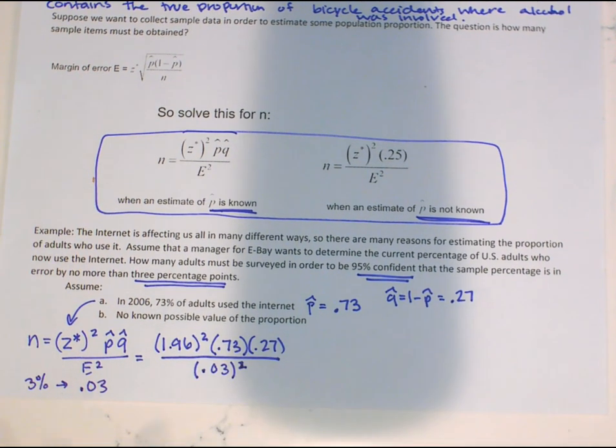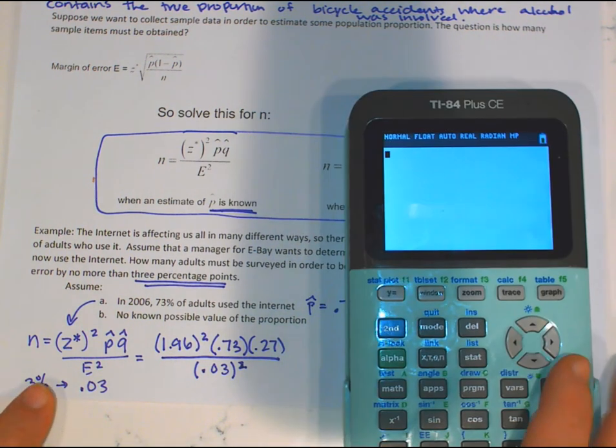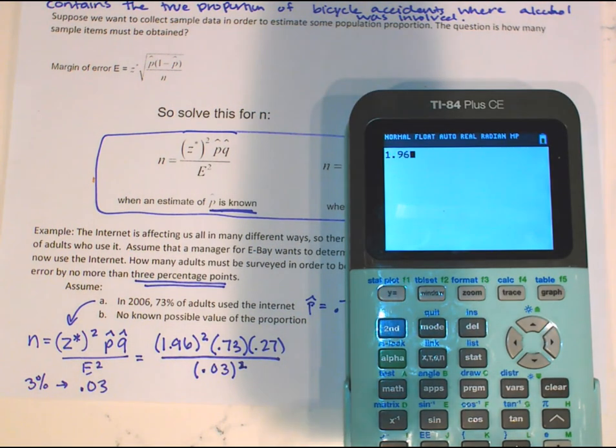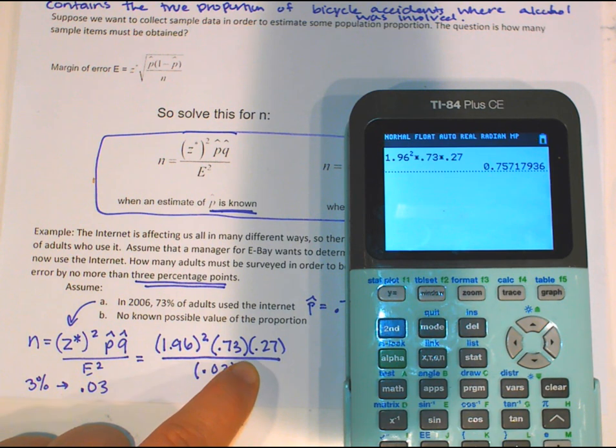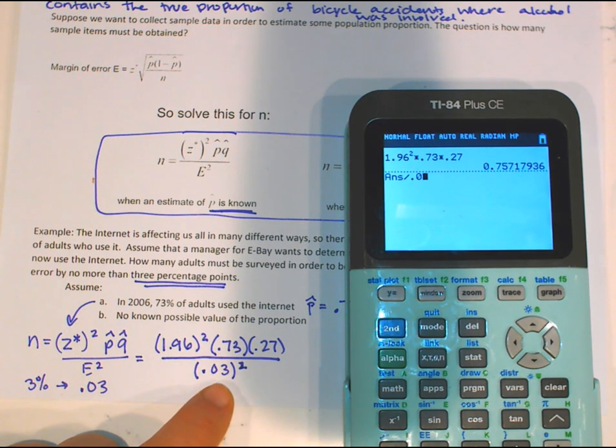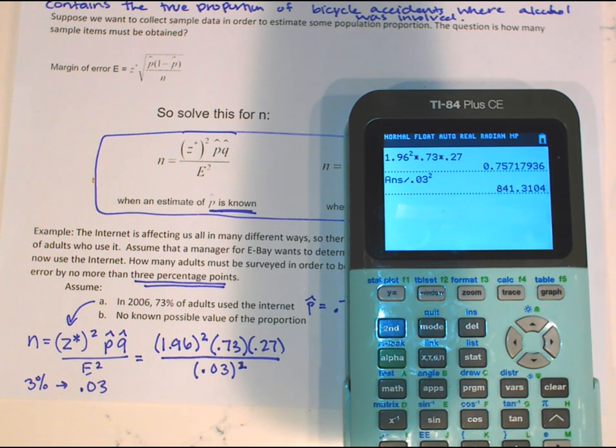Then I'm just going to type this into my calculator so that I can solve. So I'm going to do 1.96 squared times 0.73 times 0.27, and then I'm going to divide that by 0.03 squared. And I get 841.31.